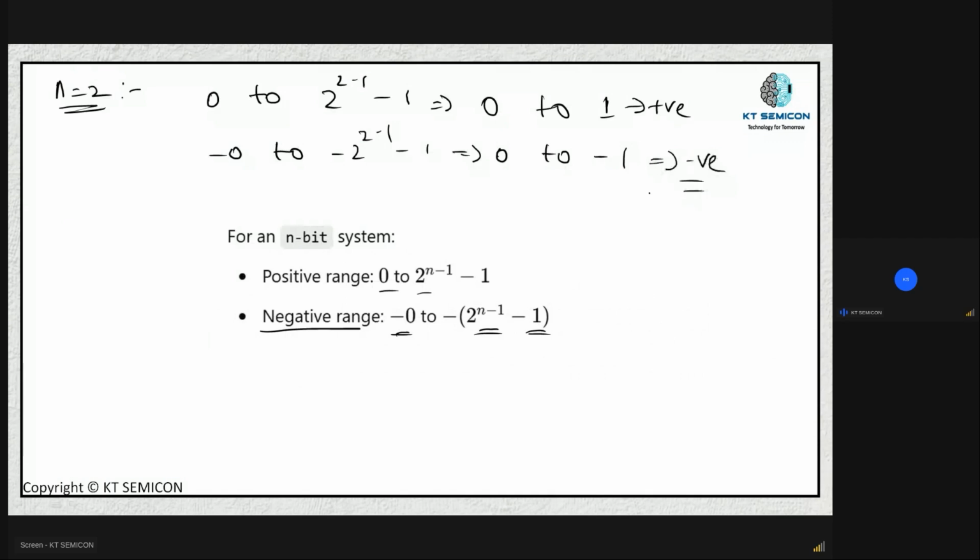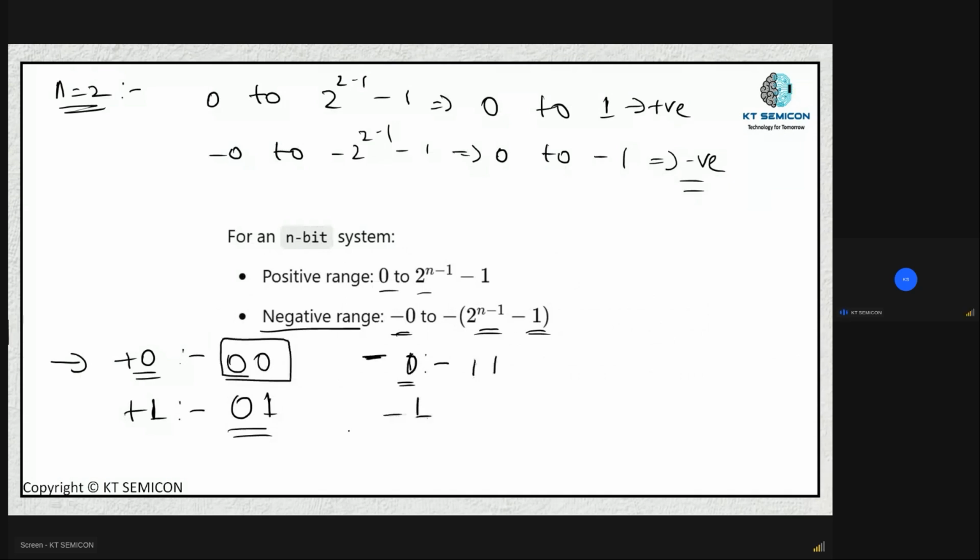Let us see with one example. If I want to represent plus 0, I have only 2 bits, so I'm going to write down 0 0. If I want to represent plus 1, then it is nothing but 0 1. I have only 2 bits. If I want to represent minus 0, how to represent this minus 0? Just perform one's complement on this number, that is nothing but 1 1. And if I want to represent minus 1, then perform one's complement on this number, that is nothing but 1 0. So if you have only n equal to 2 bits, these are the range of numbers you can represent using the one's complement form of representation.